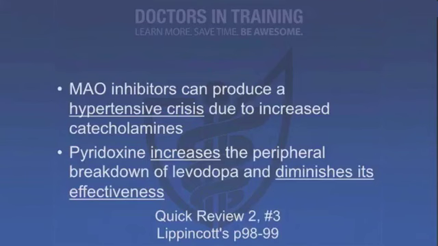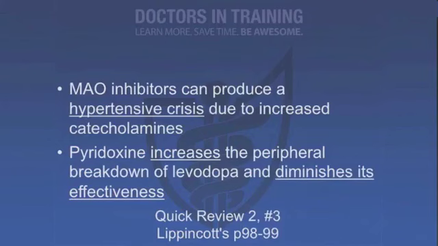Next, what effects occur when MAO inhibitors or pyridoxine are given with levodopa? So we don't see a lot of MAO inhibitors used anymore, but it could potentially happen. So what happens when you have an MAO inhibitor? Well, it produces a hypertensive crisis, and this is due to increased catecholamines. MAO inhibition will increase norepinephrine, dopamine, serotonin, a whole lot of things. So you have to be careful with a lot of different drugs and a lot of different foods with MAO inhibitors. Now, pyridoxine will increase the peripheral breakdown of levodopa, and it will diminish its effectiveness. So it's basically just breaking down that levodopa a little more efficiently.